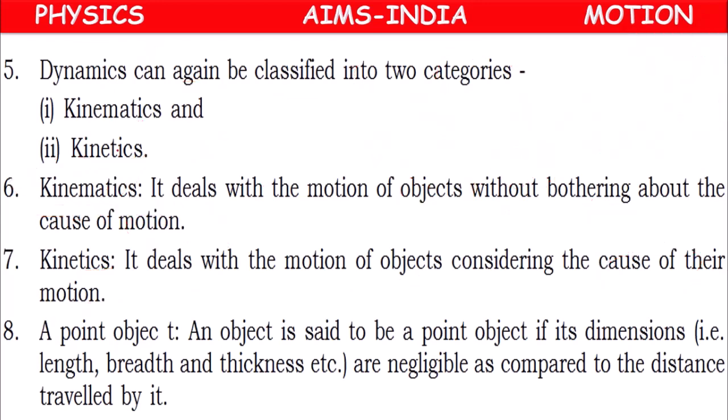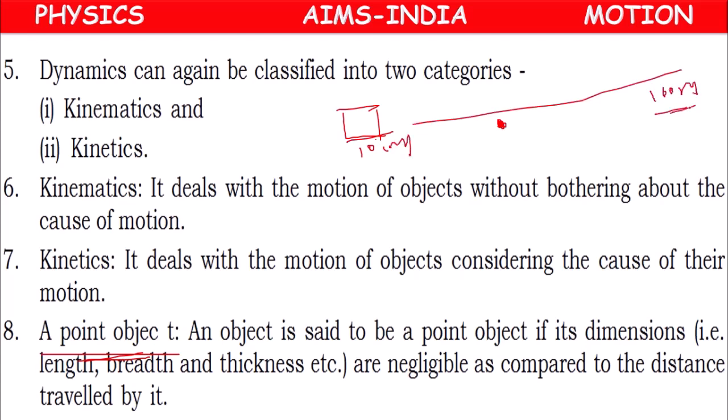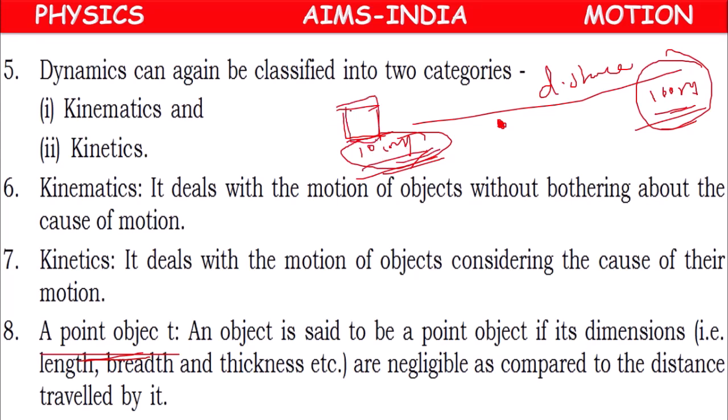In this chapter, we will come across a point object. Suppose a block or anything is there. We consider any kind of object as a point object. Suppose I have a block of length 10 centimeter. If it has moved 100 meters, the distance moved by the body is 100 meters. Compared to 100 meters, the length of the object, 10 centimeter, is very, very less. This block will have length, breadth, height, mass, volume, area. Like that, it can have many quantities. These are all called dimensions of the objects.